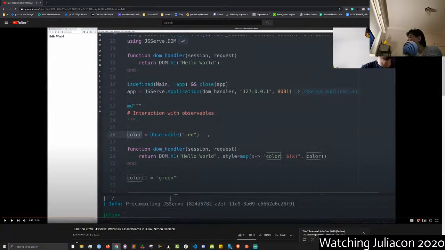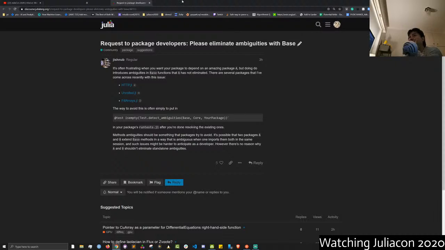So, for example, it's often frustrating when you want your package to depend on amazing package A, but doing so introduces ambiguities in base that Hey has not eliminated. Okay. The way to avoid this often is to simply put in is empty, test, detect ambiguities. Okay. I didn't know about this. That's interesting. I really should put this in my package.